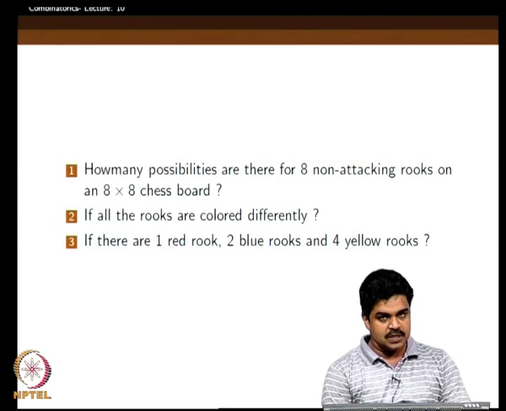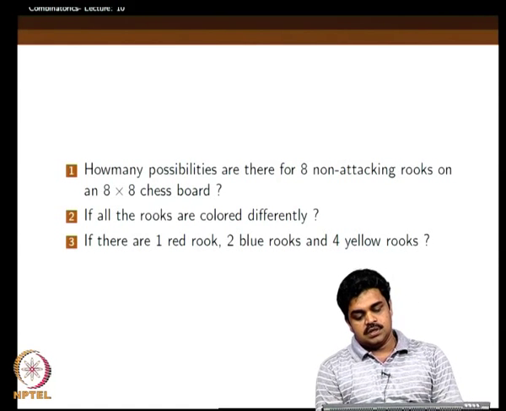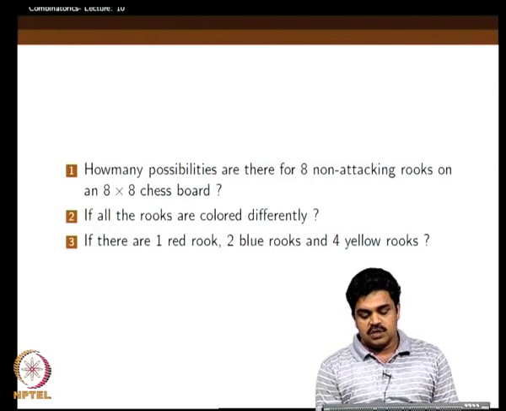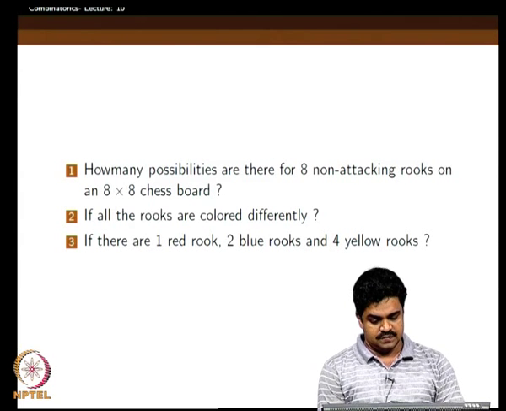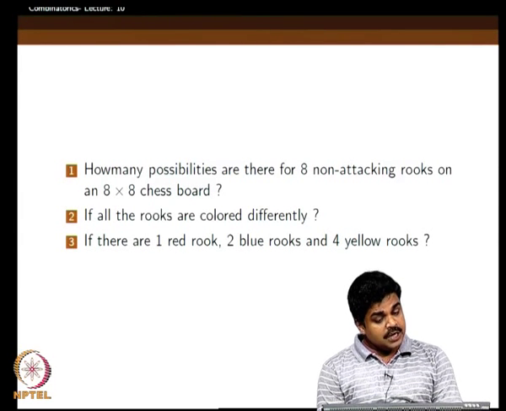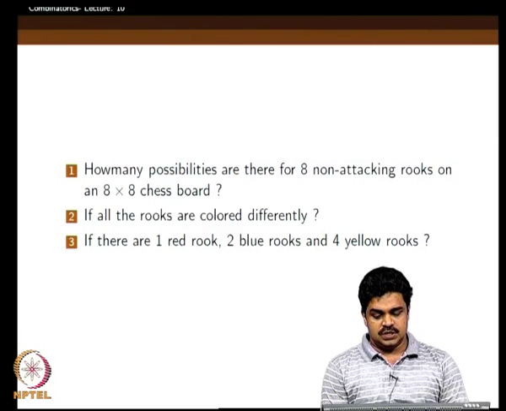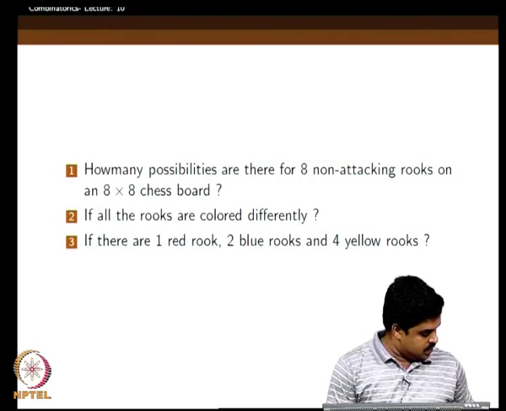That means some of them are distinguishable. Between 2 blue rooks we cannot differentiate; with just 2 blue rooks, how will you know which one is which? But between a red rook and a blue rook, definitely you can distinguish. How many ways can you do this?